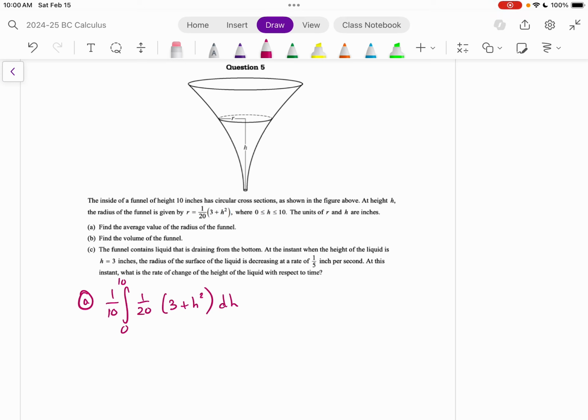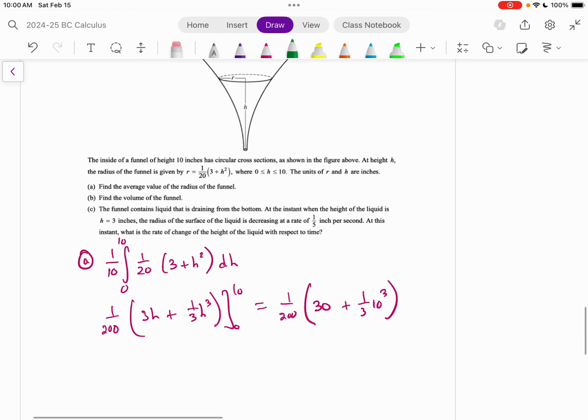Oh, it actually wants us to evaluate this. Yeah, I don't really want to do this. Losing steam fast. So what is this? 1 over 200 times 3h plus 1/3 h cubed evaluated at 0 and 10. So, right, you can't leave it like this. You got to leave it so it's just algebra. I think it's that, right?